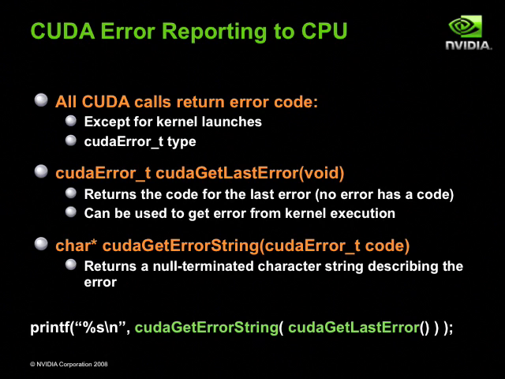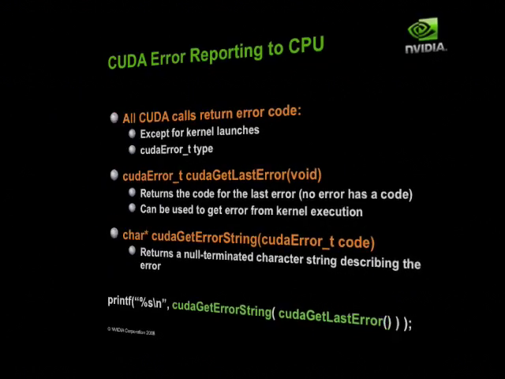It is possible to get the error code for kernel launches using the function cudaGetLastError, which returns the code of the last error. For detecting kernel errors, one should use this after a cudaThreadSynchronize call to ensure that the kernel has completed. Once the error code has been obtained, it can be supplied as an argument to the cudaGetErrorString function, which returns a null-terminated character string describing the error.